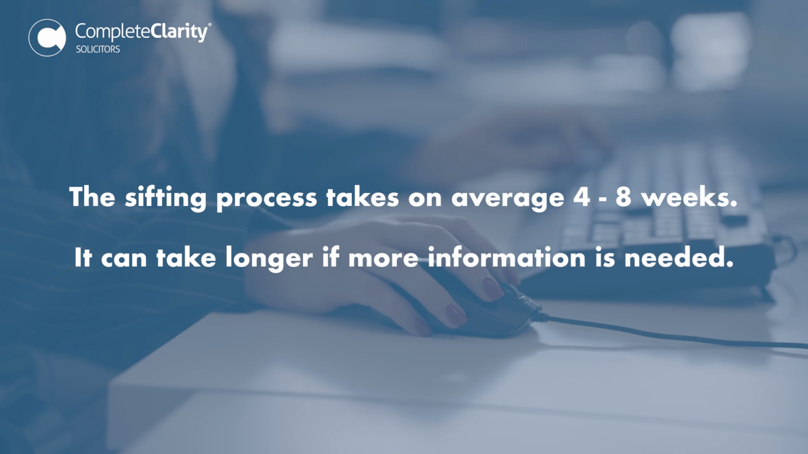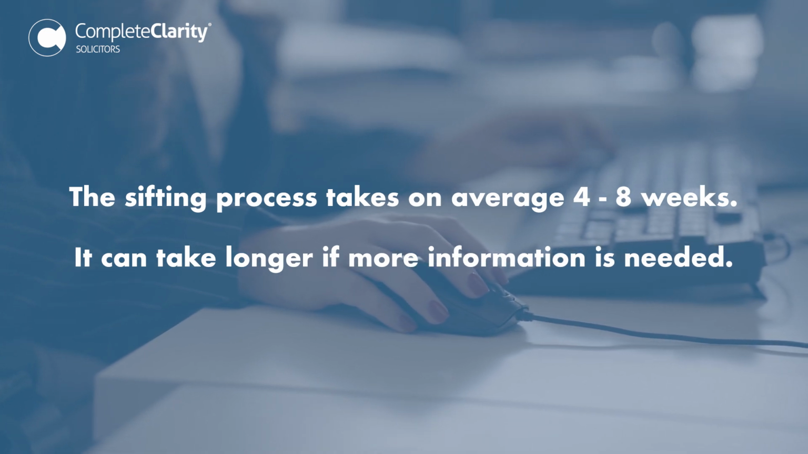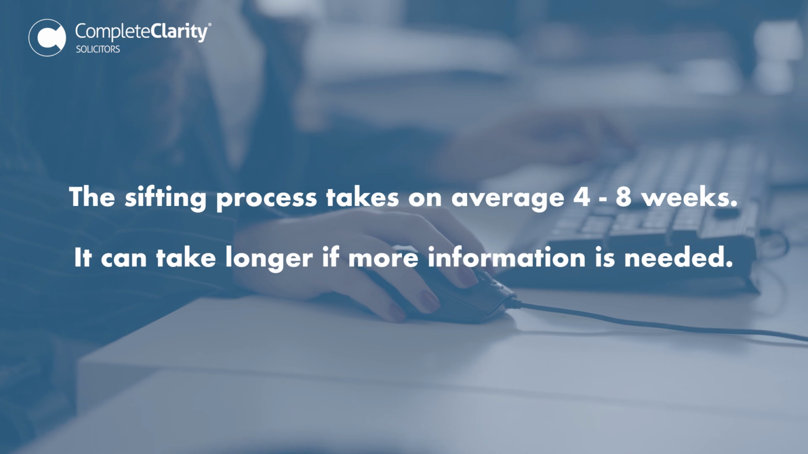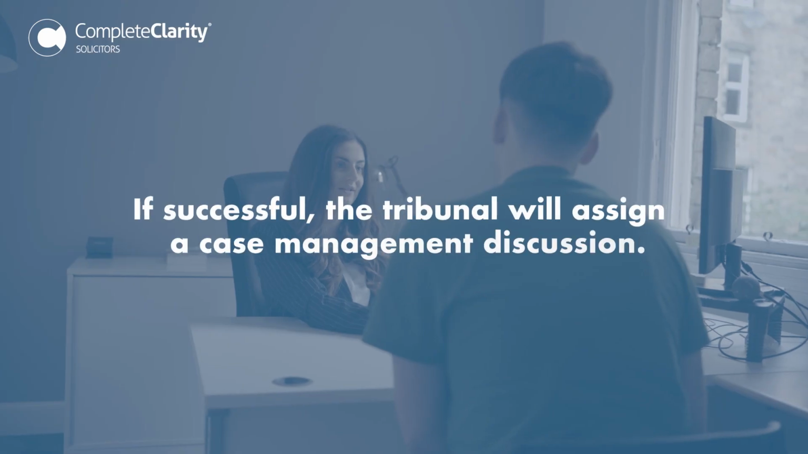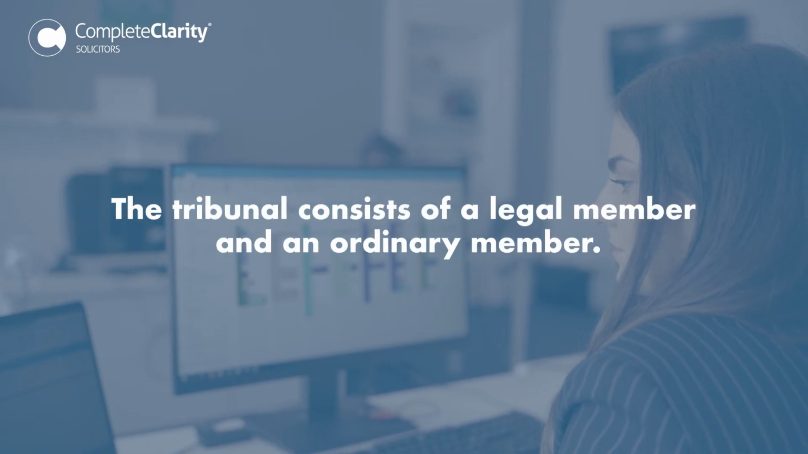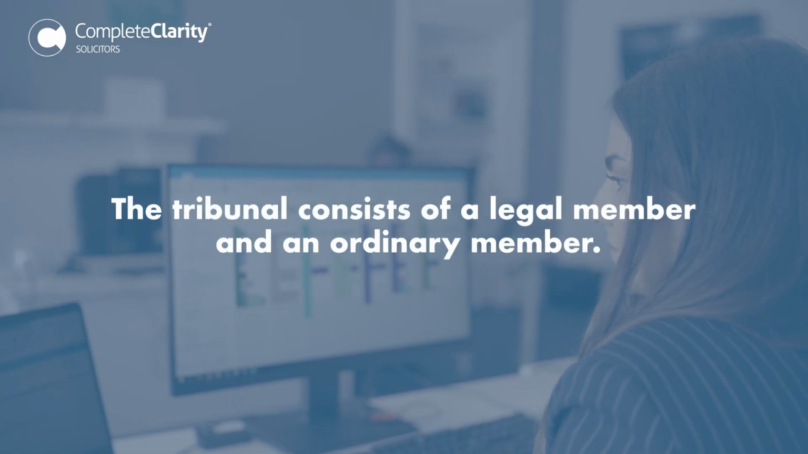The sifting process takes approximately 4 to 8 weeks. However, it can take longer if the tribunal need any further information on the application. If the application is accepted, then the tribunal will assign a hearing called a case management discussion. This is where both you and the tenant are invited to a hearing to make arguments for or against eviction. The tribunal usually consists of a legal member and an ordinary member, and the case management discussion will usually take place via a teleconference call.